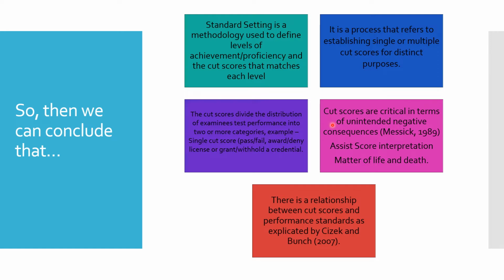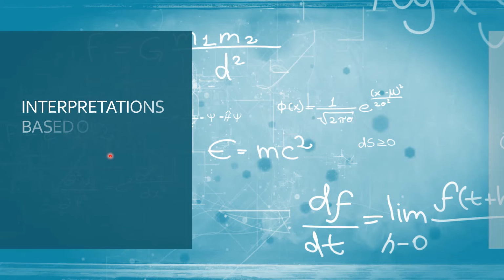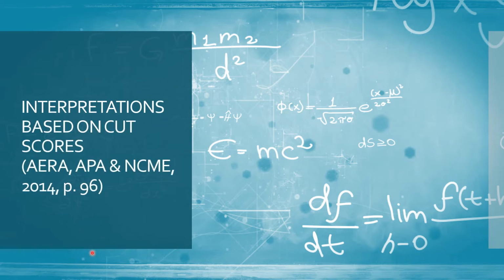So cut scores are critical in terms of unintended negative consequences, and we want to remember Messick here. It also assists score interpretation, and in terms of a matter of life and death, in terms of the importance of that cut score, we can think about high stakes exams, especially in examination oriented systems like ours. And there is a relationship between cut scores and performance standards, and this was really put forward by Cizek and Bunch, and Professor Delisle would have shown us that diagram with the continuum. Okay, so interpretations based on cut scores according to AERA, APA, NCME 2014.